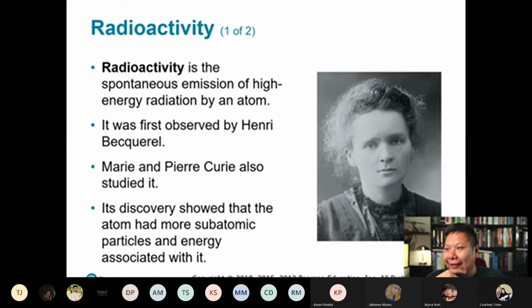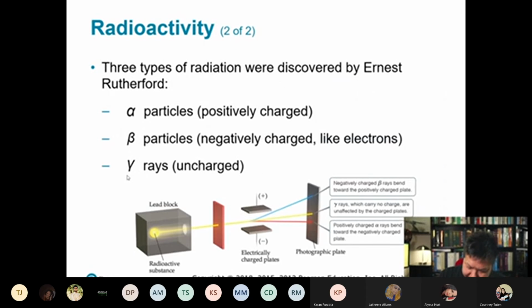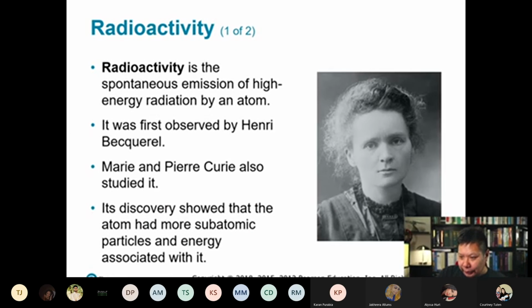15 maybe. All right, so let's talk about radioactivity right now. To the right, you see a picture of Marie Curie. Marie Curie.